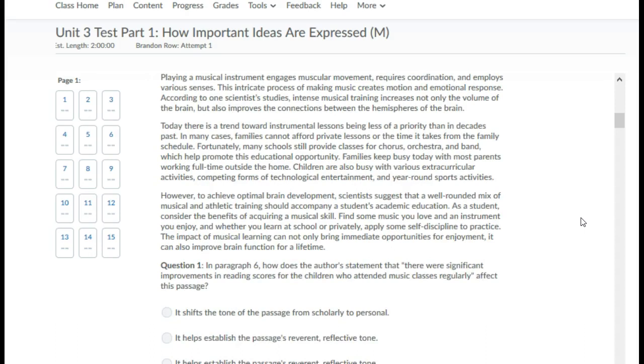However, to achieve optimal brain development, scientists suggest that a well-rounded mix of musical and athletic training should accompany a student's academic education. As a student, consider the benefits of acquiring a musical skill. Find some music you love and an instrument you enjoy, and whether you learn at school or privately, apply some discipline to practice. The impact of musical learning can not only bring immediate opportunities for enjoyment, it can also improve brain function for a lifetime.